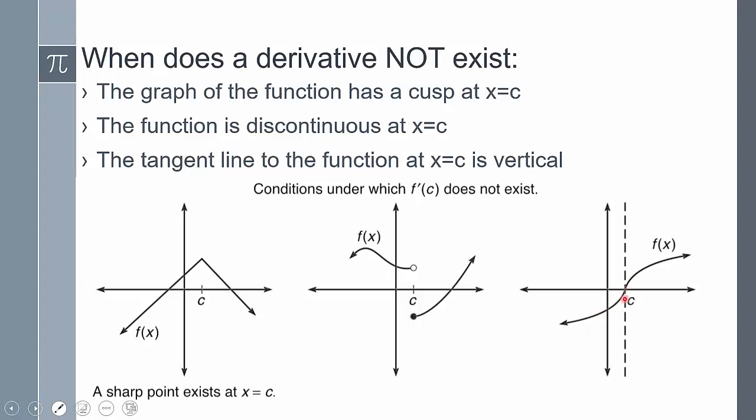So as it moves through, there's like this instantaneous blip here in which the tangent line is going to be vertical, and so therefore you can't have a derivative because the slope would be undefined. And so at this value, the derivative wouldn't exist. So these are the 3 cases in which a derivative does not exist.